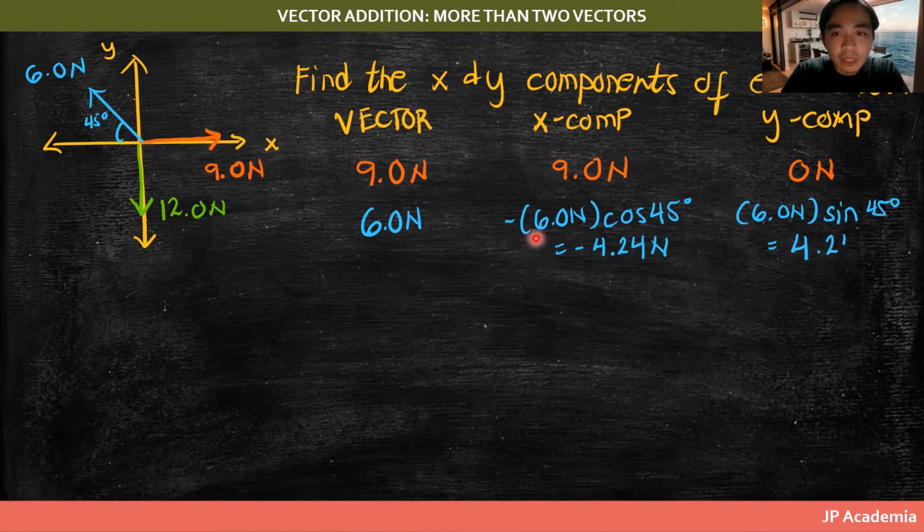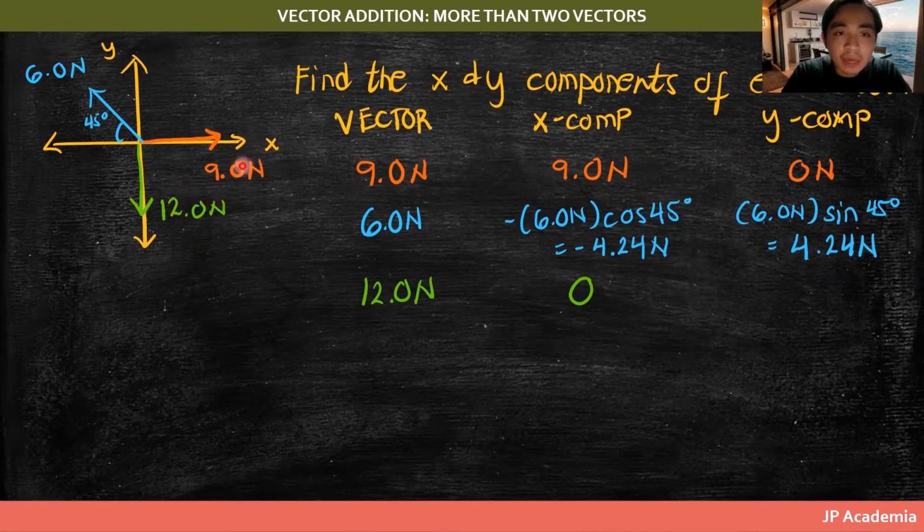So, pwede natin gawin, negative 6 newtons times cosine 45. So, negative kasi nga, nasa negative x-axis ka. So, this is equal to negative 4.24 newtons. Tapos, sa y component niya, ganun din naman, same method. Pero tandaan natin na sabi ko kanina, positive yung y component nito. And therefore, we have 4.24 newtons.